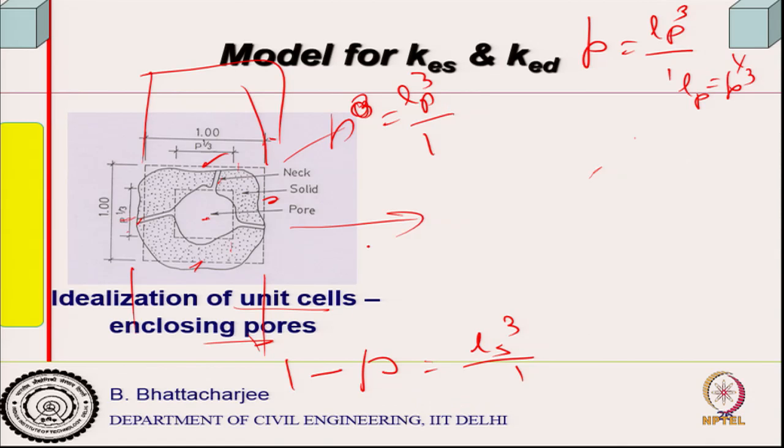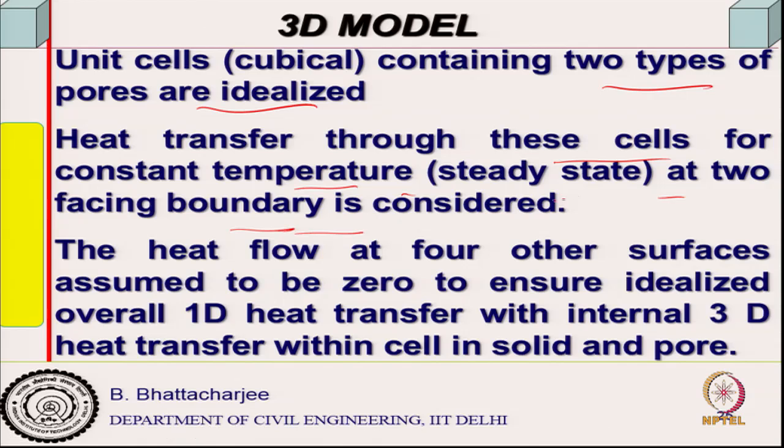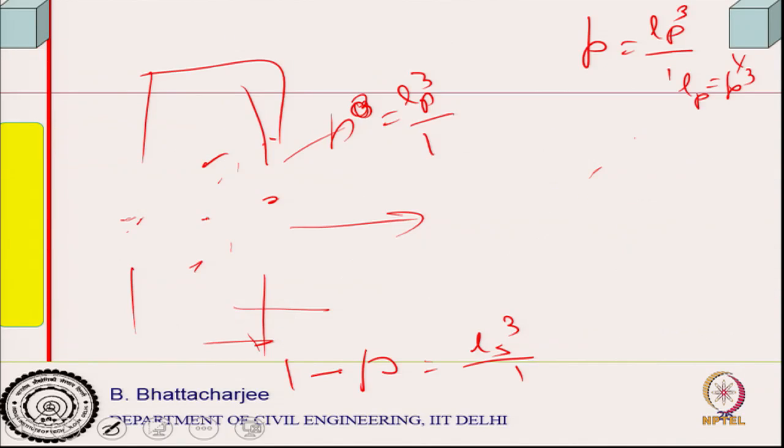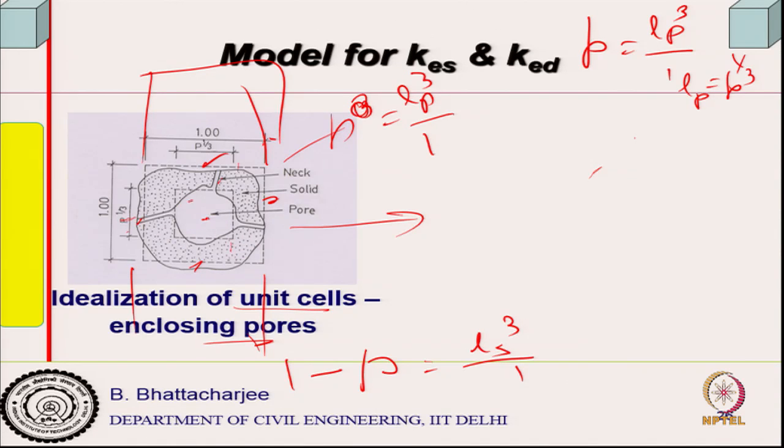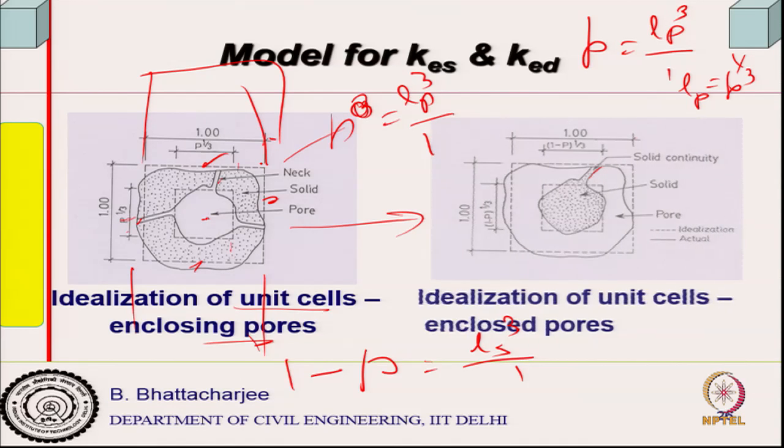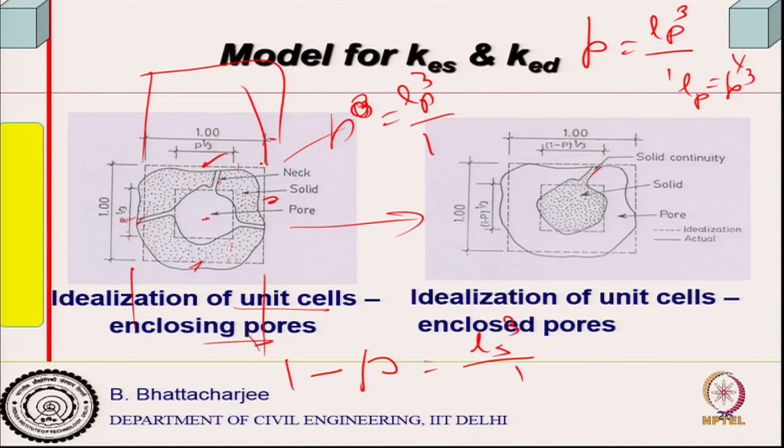Only along this direction of the heat flow, as in a wall, is there one dimensional heat transfer, because conductivity is defined with respect to one dimensional heat transfer. So, you assume they are insulated, one dimensional steady state at two facing boundaries. You consider the heat flow at the 4 other surfaces to be 0 to ensure idealized overall 1D heat transfer, with internal 3D heat transfer within the cell and the pore. Inside this cell there will be 3D heat transfer, but no heat goes outside. That is how it is idealized.